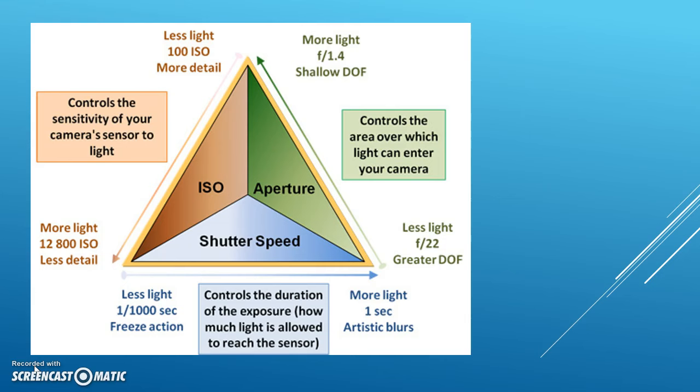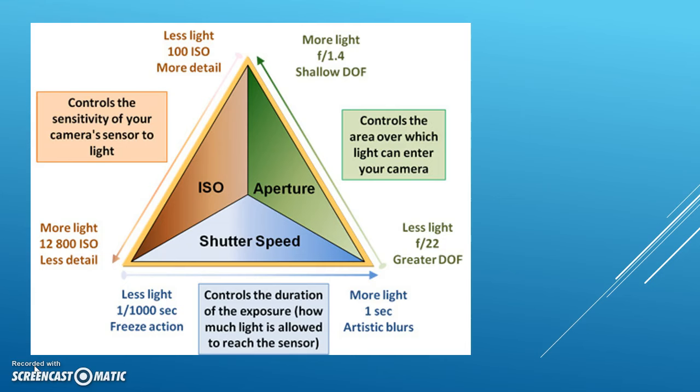So let's have a look at the exposure triangle. Here you can see there are three terms: ISO, aperture, and shutter speed. Now don't be daunted too much by this diagram. I know there's a lot on it, but really what we're going to do is break this down and show you that changing the settings one by one is relatively simple and straightforward.